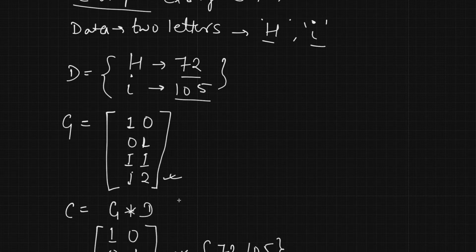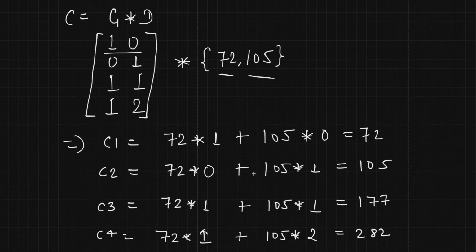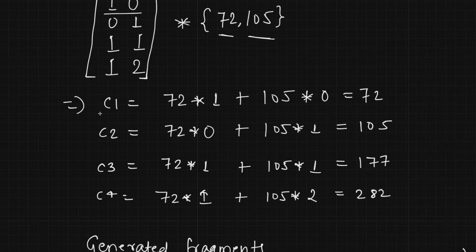So as per the formula, I will generate the fragmented data. I will use the generator matrix and multiply it with my original matrix. First, I multiply every element of each row with each of my original data. So my first part of data, C1, gets generated as 72 into 1 plus 105 into 0, which gives me 72 as the result.